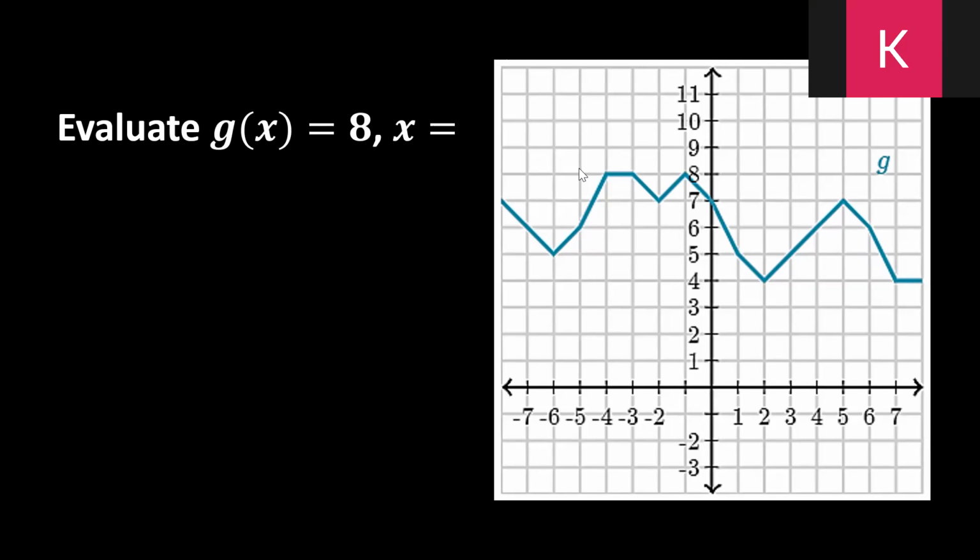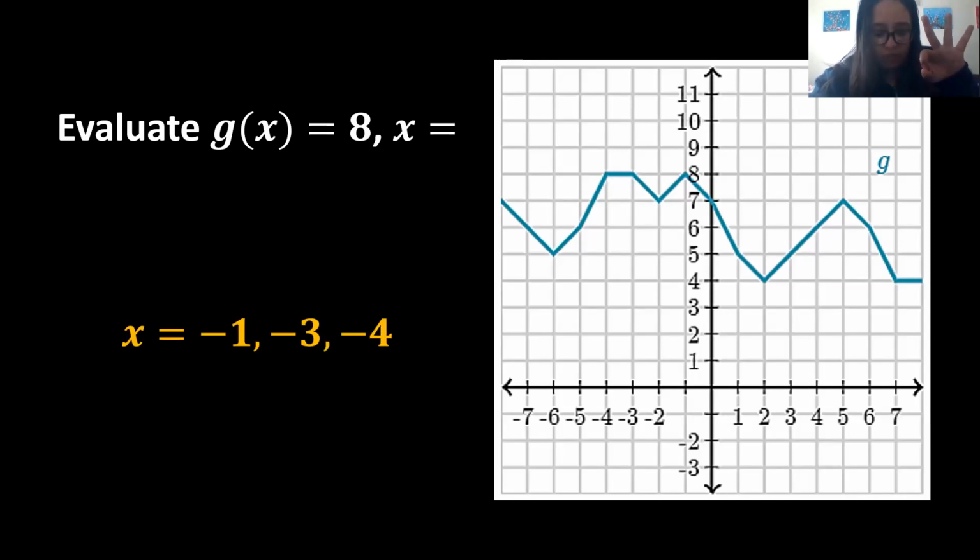If g of x is 8, the x values would be -1. Good, so that's this first point here. Next, -4, okay, and -5. -5 is over here, Khalid. That would be 6. So you're almost there. Try one more time. -1, that's the first point. -1, -3, and -4. Beautiful. Great job. Yes, we have 3 different answers. So remember, there are 3 answers because there were 3 different points where the y value was 8.